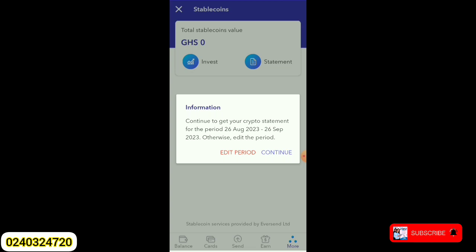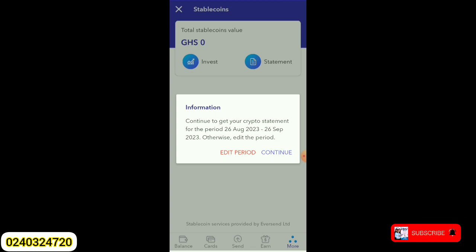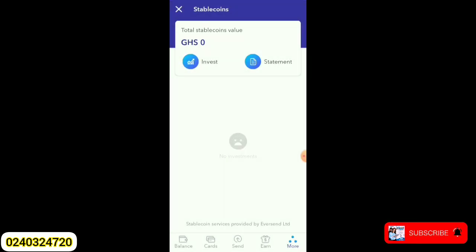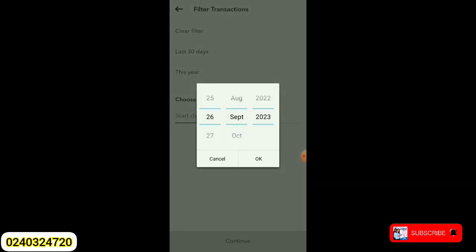Continue to get your crypto statement for the period of 26th August to 26th September. That's the one-month interval. If I click continue, but I want to edit the period, I click on edit period. You choose the period you want them to give you the statements on. I hope you understand.